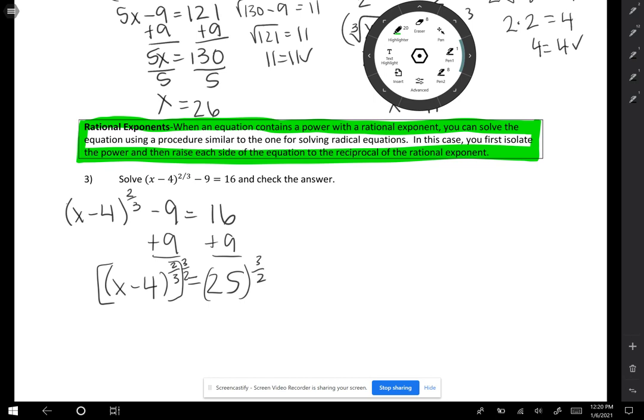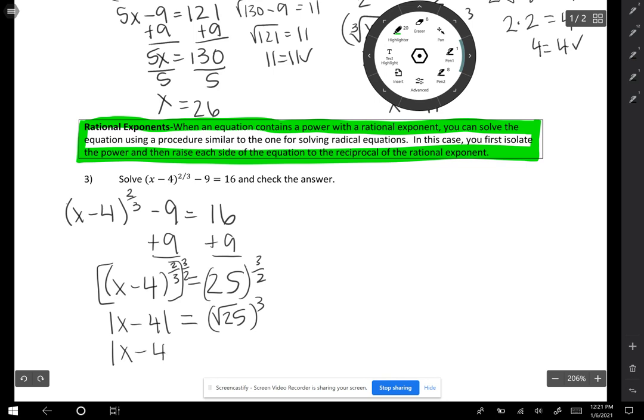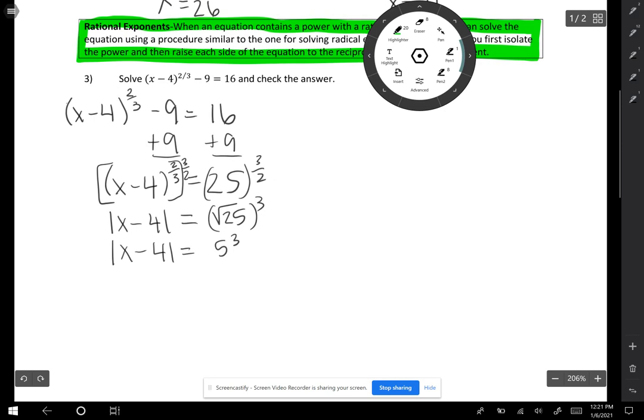Okay, so what this means is that we're raising each side to 3/2, which means that we're square rooting and then cubing. Since we are square rooting, there's going to be 2 possible answers. So I am going to have the absolute value of x minus 4 equals the square root of 25 cubed. That's the same as 25 to the 3/2. So the absolute value of x minus 4 equals 5 cubed, the absolute value of x minus 4 equals 125.